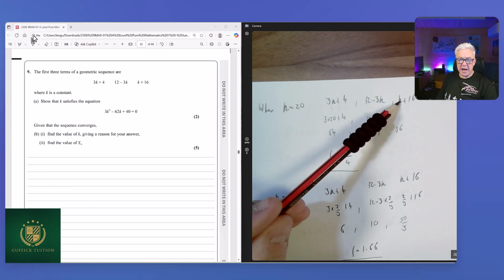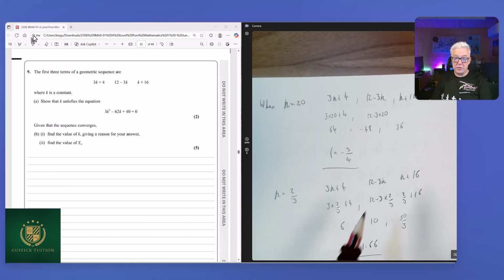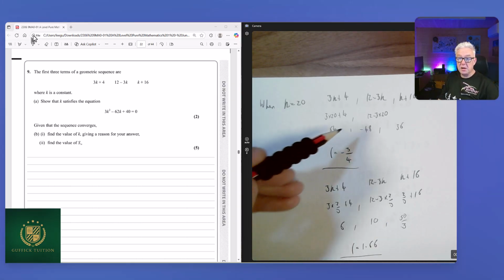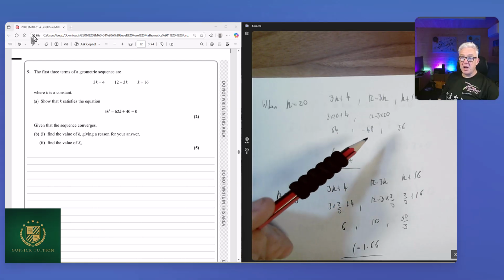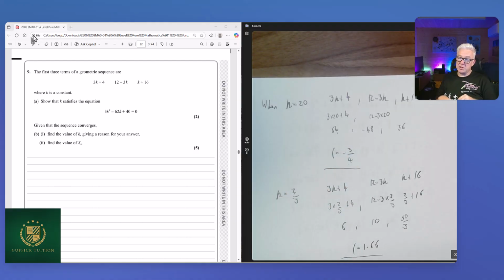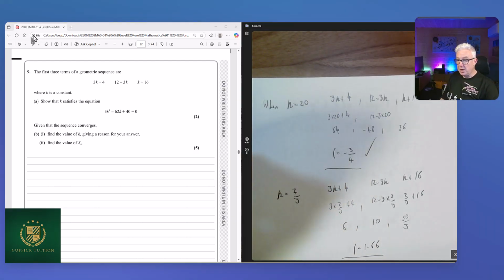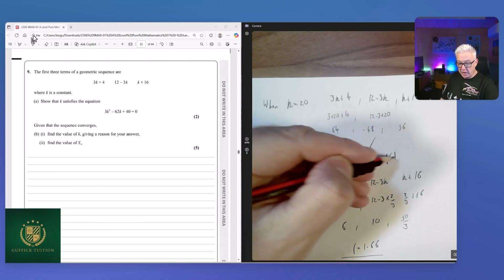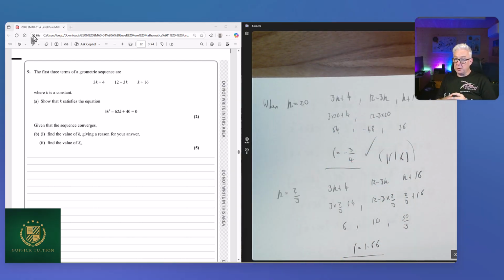Our third term is k add 16, so 20 add 16 is 36. Now, when we find a common ratio here, when we divide the second term by the first term, we get minus 3/4. And when we divide the third term by the second term, we also get minus 3/4. So our common ratio is fitting what we're looking for in a convergent series. So it's probably going to be this one, okay?